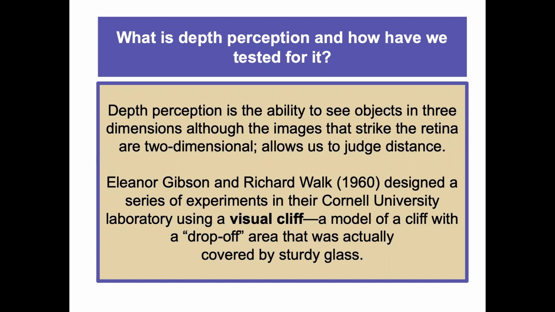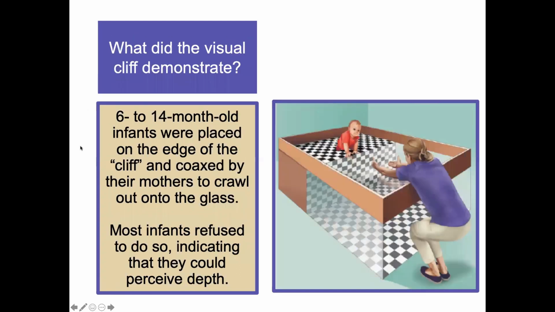So really interesting experiments were done by Eleanor Gibson and Richard Walk in 1960 at Cornell University, and these were called the visual cliff experiments. This is another experiment that I believe is in the book I've mentioned before, 40 Experiments That Changed Psychology. It was a model of a cliff with a drop-off area that was actually covered by sturdy glass. So 6 to 14-month-old infants were placed on the edge of the cliff and coaxed by their mothers to crawl out onto the glass.